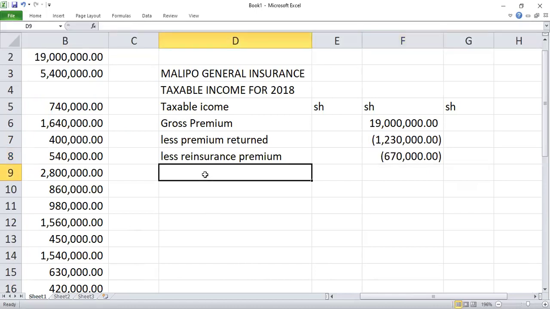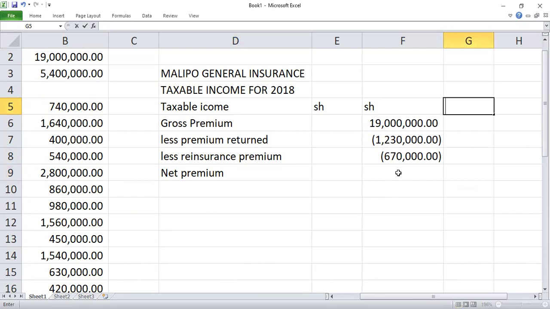So we can get our net premium, whereby we take 19 million, subtract, so now these things we are subtracting should be plus. Since this has a minus sign, then plus also 670. So our net premium is 17,100,000. That is our net premium.